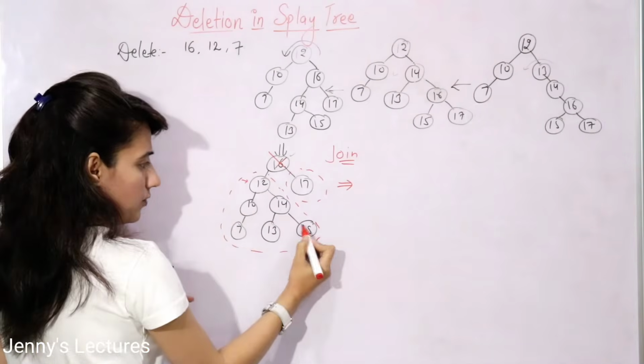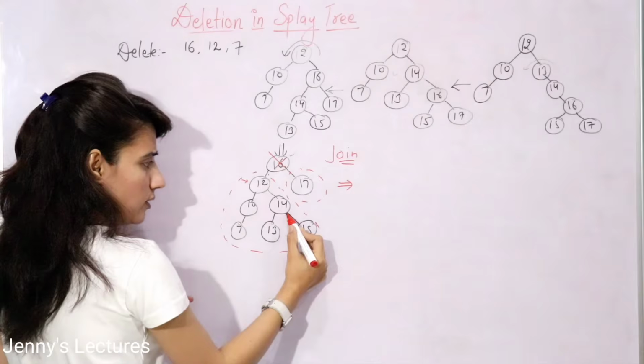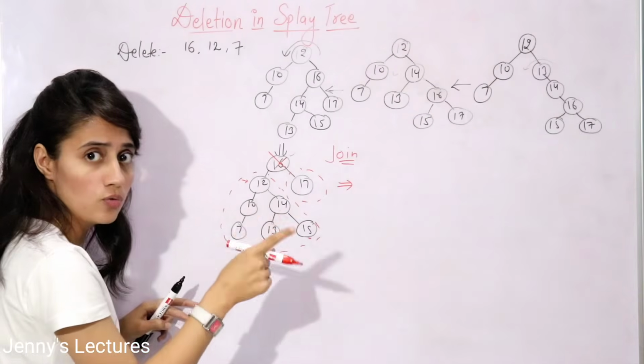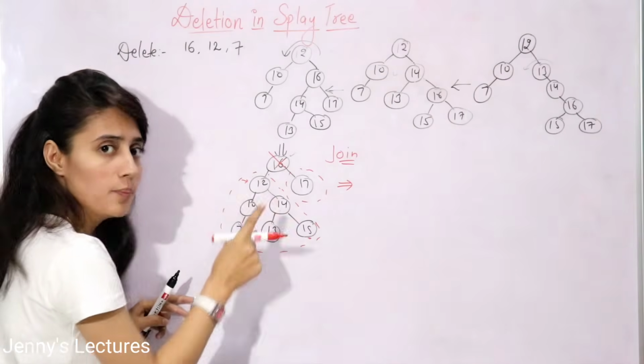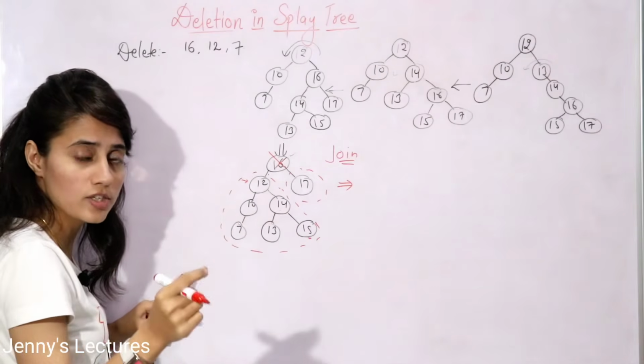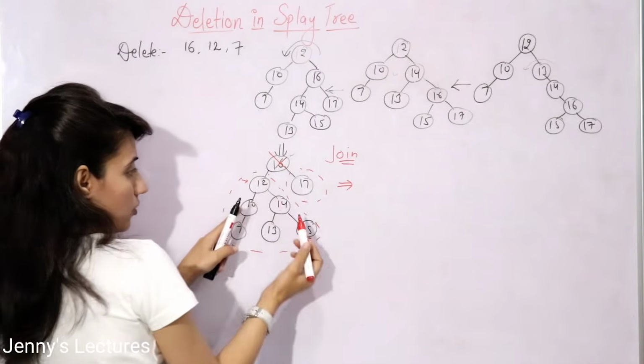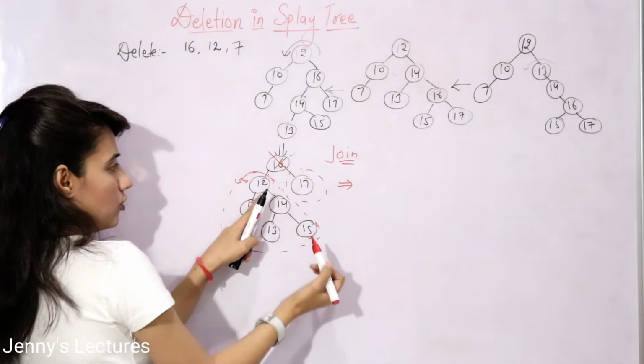Now which rotation? 15 is to the right of 14, its parent, so we will do left rotation. So now in this case, first of all we will do rotation on grandparent, then on parent. In zigzag rotation, we first of all rotate parent, then grandparent. Now left rotation on 12 first of all.